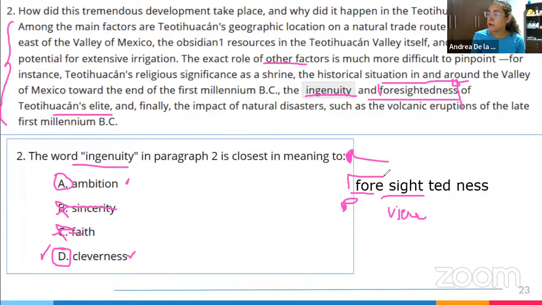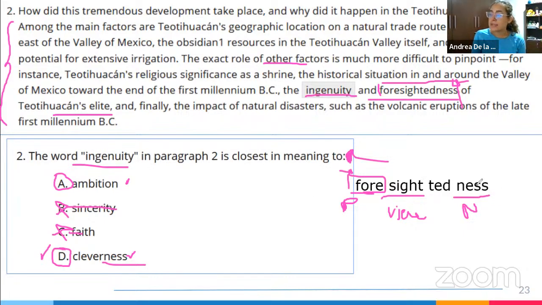For example, other words that contain the same prefix are like forecast, the weather forecast, la predicción del clima, weather forecast, foreshadowing, forehead, forearm. They are all related to before. So foresightness, and this ness basically tells you that it's a noun. Same thing as cleverness, right? So clever is somebody that's intelligent, and cleverness is that quality of being clever.